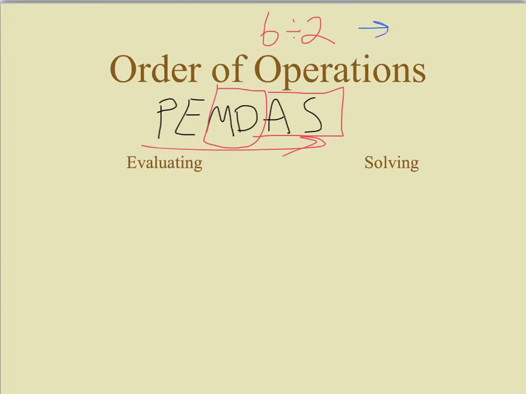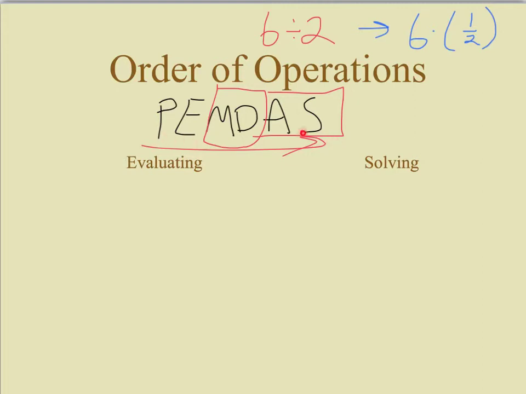That's really the same thing as 6 times 1/2. Okay, so these two things, the idea of dividing by 2 and the idea of multiplying by 1/2, are completely equivalent. So the idea that one of these would have precedence over the other really doesn't make any sense.